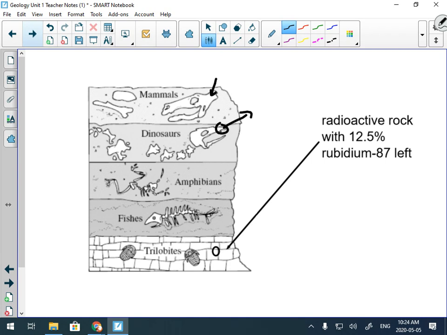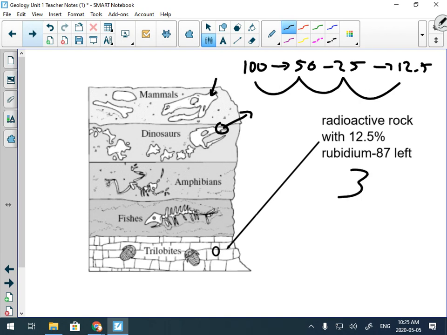So, for example, if we want to figure out how old these trilobites are, which are these creepy, crawly little bugs that ruled the Earth for millions of years, we would find a radioactive rock in the same layer as the trilobites. So, this rock that was found had 12.5% rubidium left. Okay, so how many half-lives is that to get to 12.5? 100 to 50 to 25 to 12.5, right? Each of these I'm cutting in half, right? 1, 2, 3. This has gone through 3 half-lives.